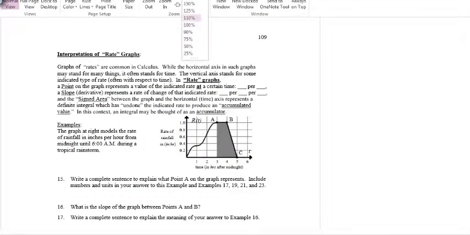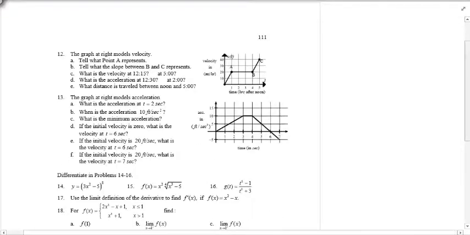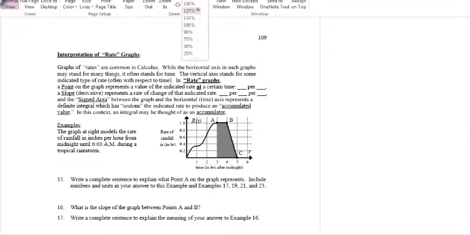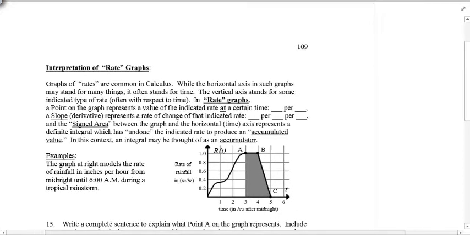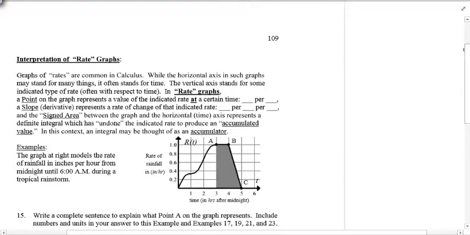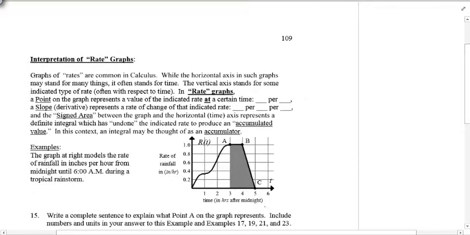Alright, our next topic for this section, the interpretation of what I call rate graphs. So graphs of rates, not functions, but rates are common in calculus. Most of the time the horizontal axis stands for quite a lot of things, but usually it's time. The vertical axis then of course stands for some type of rate, often with respect to time. So, something like in physics, here's my rate graph, the velocity, because it's a rate, right? With respect to time, who knows, maybe I have something like this.